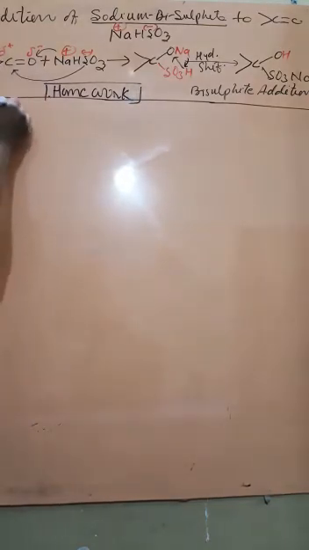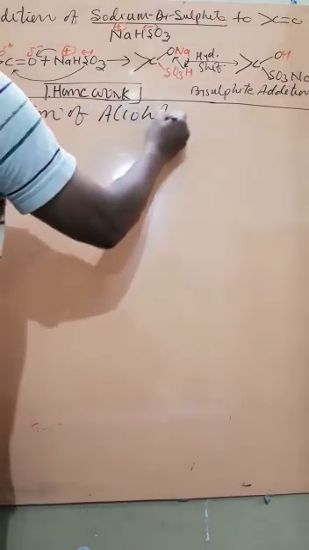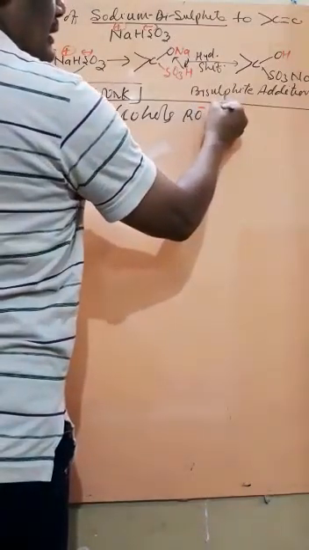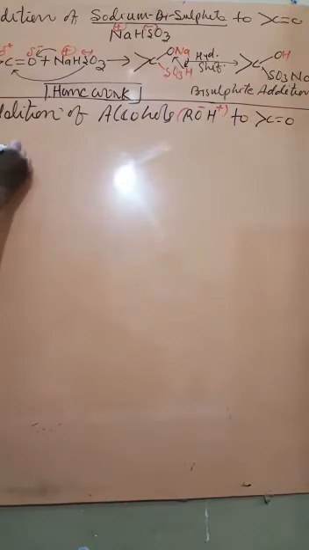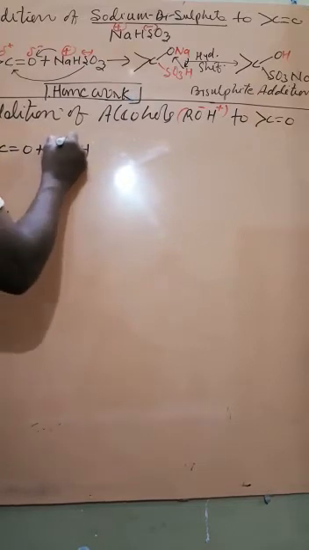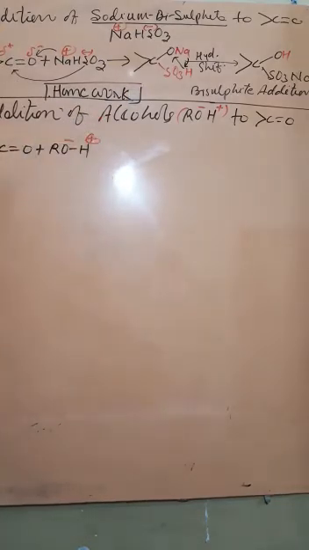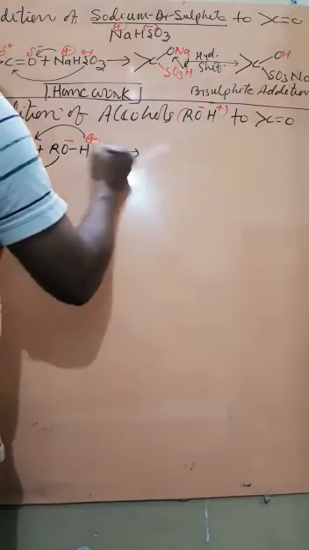Next one is addition of alcohols, ROH. Again here, RO minus charge and H plus charge, added to the carbonyl compound. So simply C double bond O plus RO and H. RO will generate alkoxide ion, and the H will generate a positive charge. Again here there will be plus and minus. So positive hydrogen will attack here and RO anion will attack here, forming a compound.